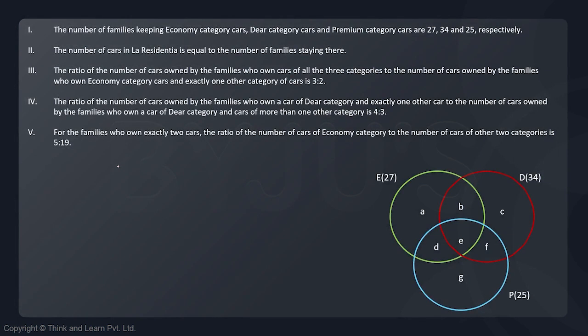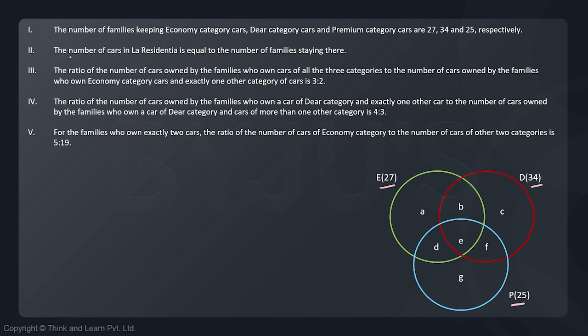So I put up all this information over here, and I've already made this Venn diagram for our convenience. And the first statement I've already written. So this green circle represents the economy cars, the red circle is for dear cars, and the blue circle is for premium cars. The number of families keeping economy category cars, dear category cars and premium category cars are 27, 34, 25, which are written over here. Let me repeat that these circles are representing the families who are keeping these cars.